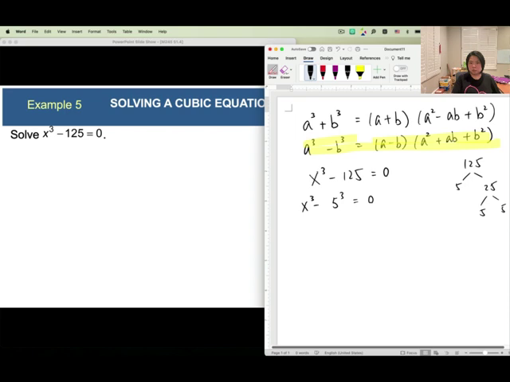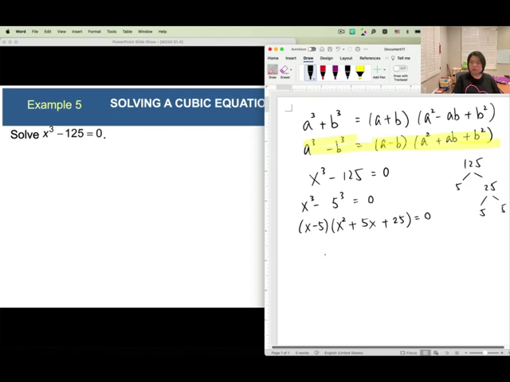So first, a minus b. Your x will be your a. Your 5 will be your b. So the first factor, I will have x minus 5. And then x squared plus a times b, so I have 5 times x here, plus b squared, which is going to be 25, equal to 0.